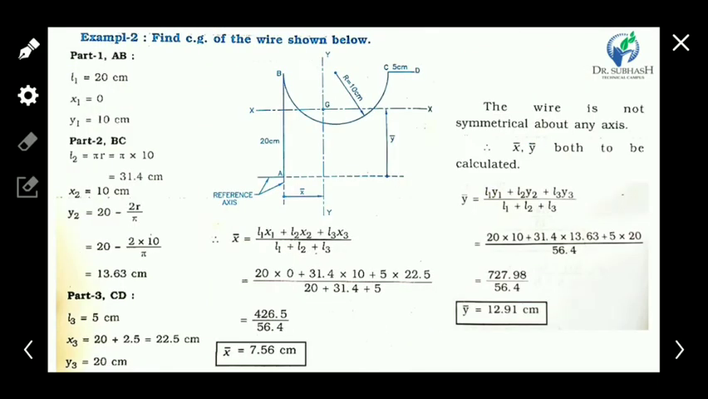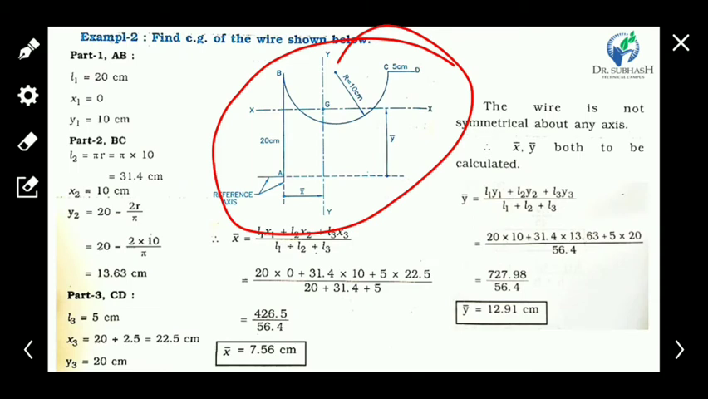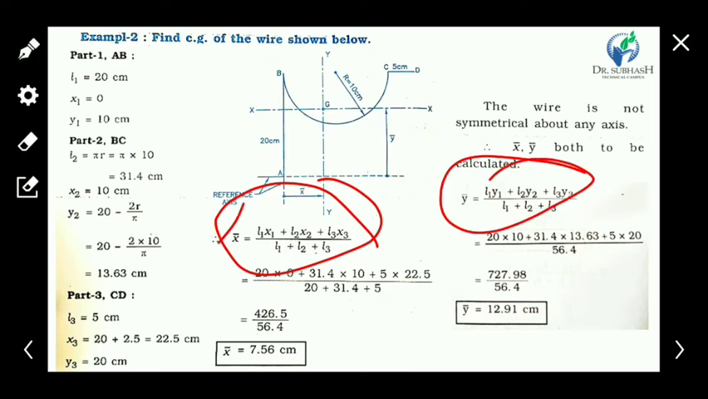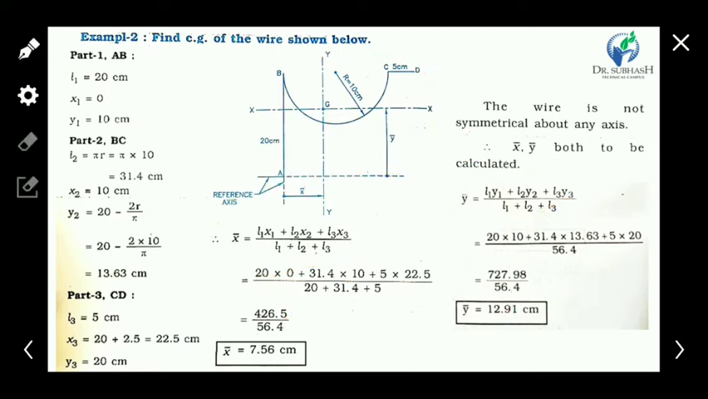Now see another example for a wire. Find the CG of the wire shown below. The figure is given. As per the procedure, we have two equations for x bar and y bar, and according to the coordinate values, we can get the CG or centroid for this composite element. We have three elements here. One is AB, second is BC, and third one is CD.